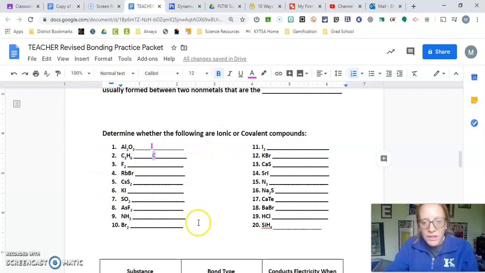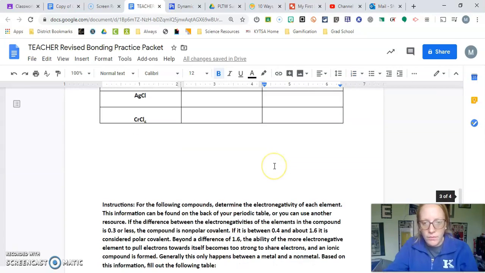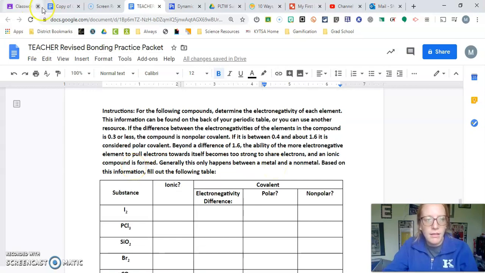All right, so I'm going to leave the rest of those for you guys to complete. The next little chart is very similar. The bond type is the ionic or covalent. And then actually, we're going to skip this middle section here because we haven't really talked much about electricity and water and all that. So you can skip this chart. And then last thing are the instructions.